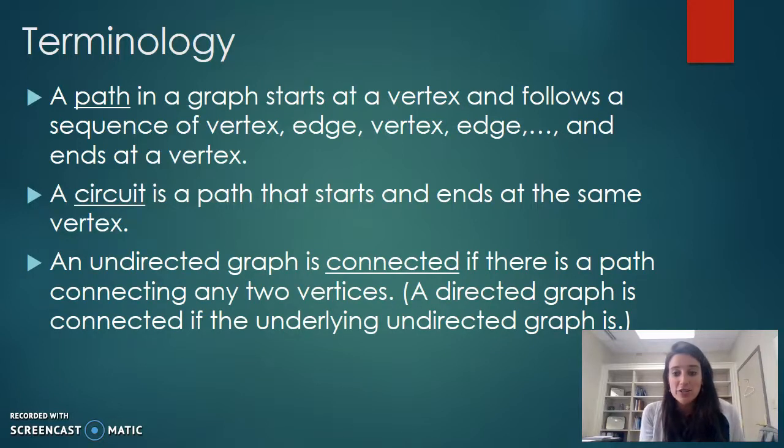An undirected graph is called connected if there is a path connecting any two vertices. So the two vertices don't have to be directly connected, but you should be able to follow a path from every vertex to every other vertex in the graph. And a directed graph is connected if the underlying undirected graph is. So if you look at the directed graph and ignore the arrows, if the underlying undirected graph is connected, then the directed graph will be.